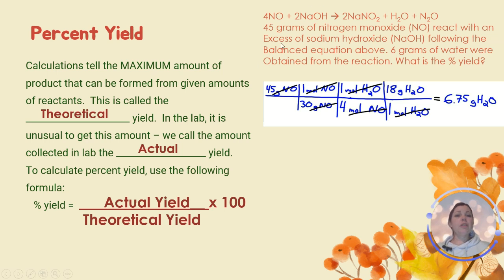So in this question, the question was, if we have 45 grams of nitrogen monoxide and we react that with an excess of sodium hydroxide following the balanced equation above, with 6 grams of water being produced, what was the percent yield?